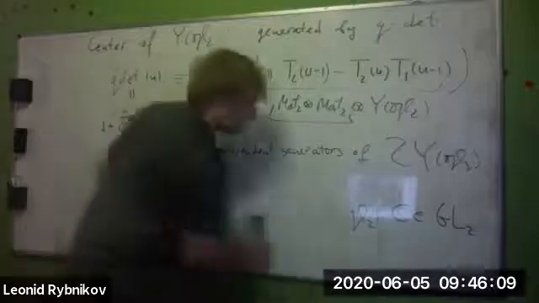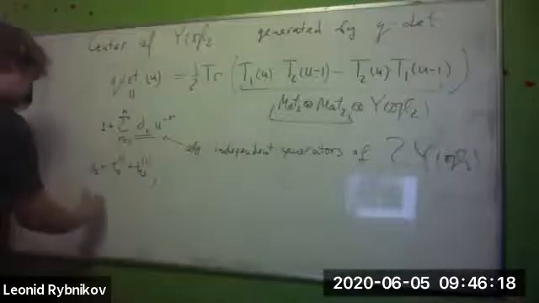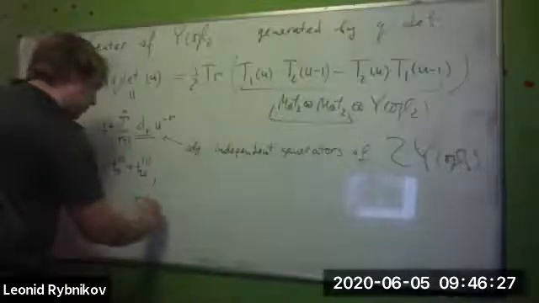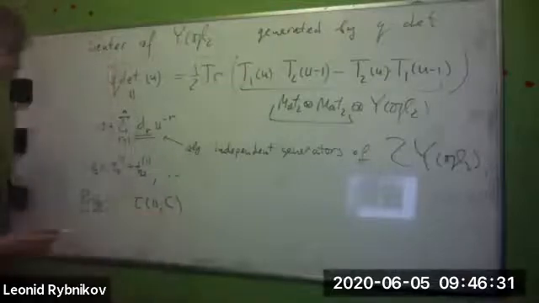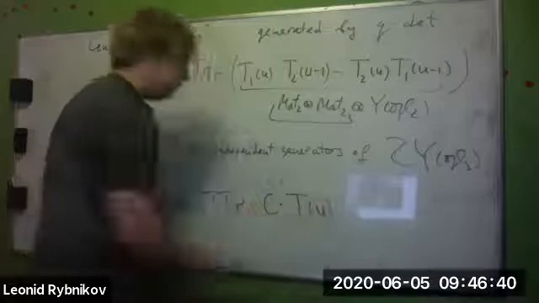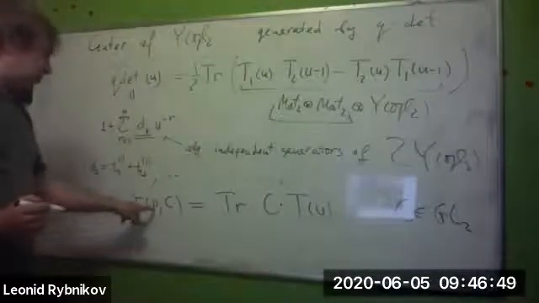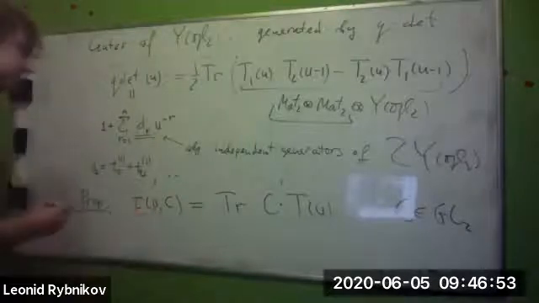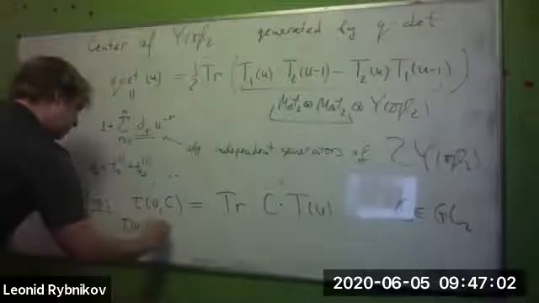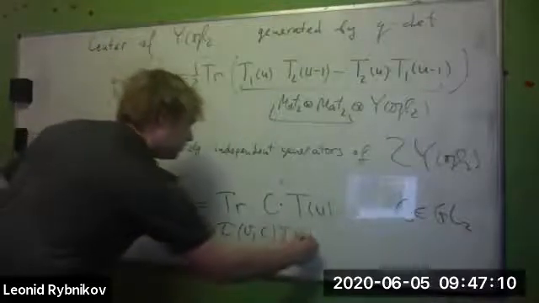Next, let me define something additional. Proposition. The following elements, let me denote them tau(u, C), just the trace of C times T(u), where C is some fixed element from GL2, pairwise commute for all possible u. That is, tau(u, C) tau(v, C) equals tau(v, C) tau(u, C).